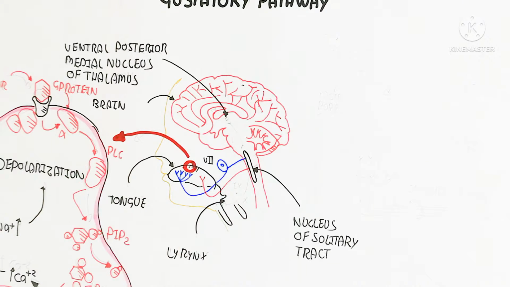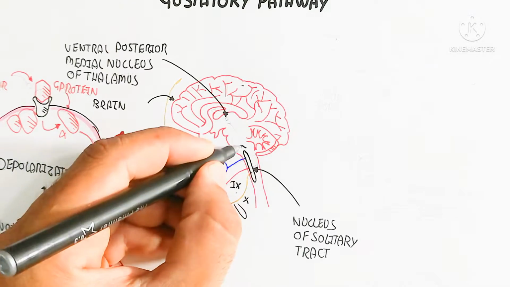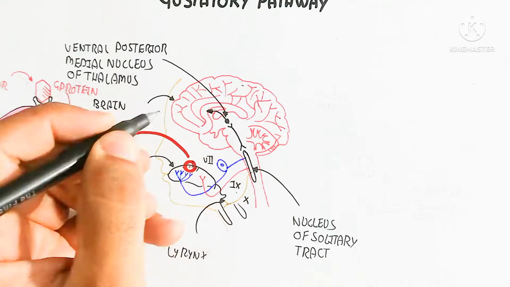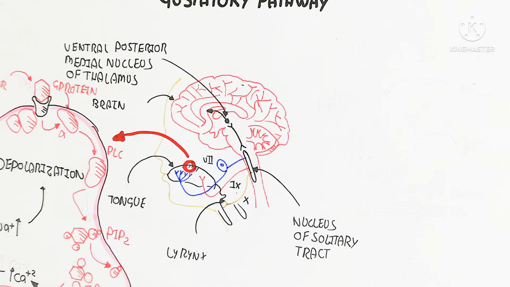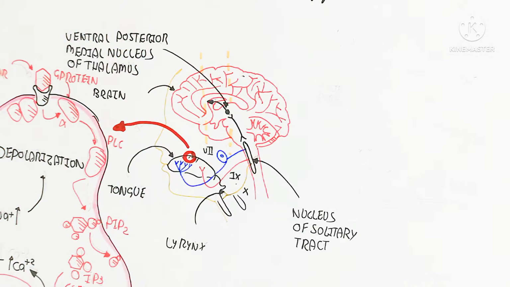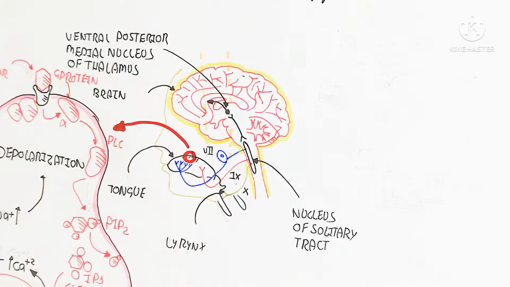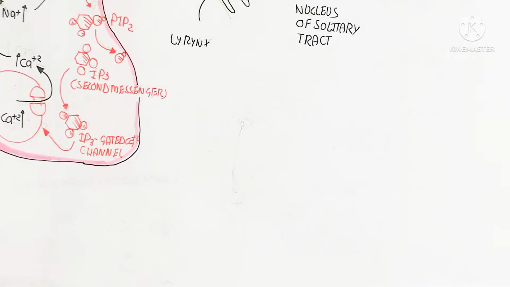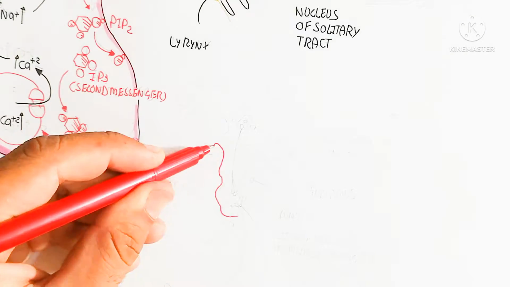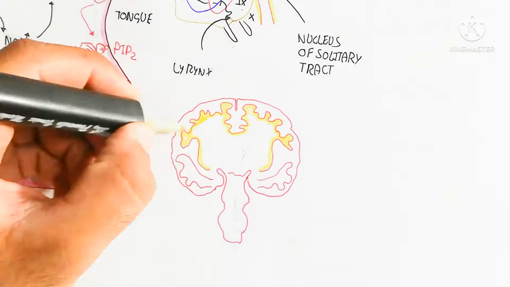I hope that makes sense. These are nerves seven, nine and 10, the cranial nerves, including the vagus nerve, and we will also discuss them in detail. This is the ventral posterior medial nucleus of the thalamus, which will detect the taste, and this is the third order neuron, the interneuron to the third order neuron. So let's begin to understand.